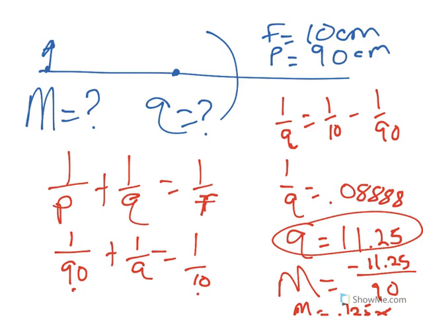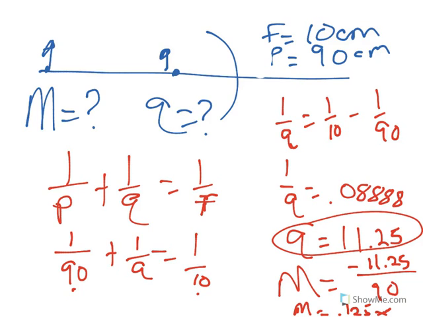Now, notice Q would form on the front side of the mirror, like right here, because it was positive. All right? That's because it came out a positive number. Had it come out negative, it would have formed somewhere back here. All right? If it was negative. Of course, it wasn't, so we'll erase that.